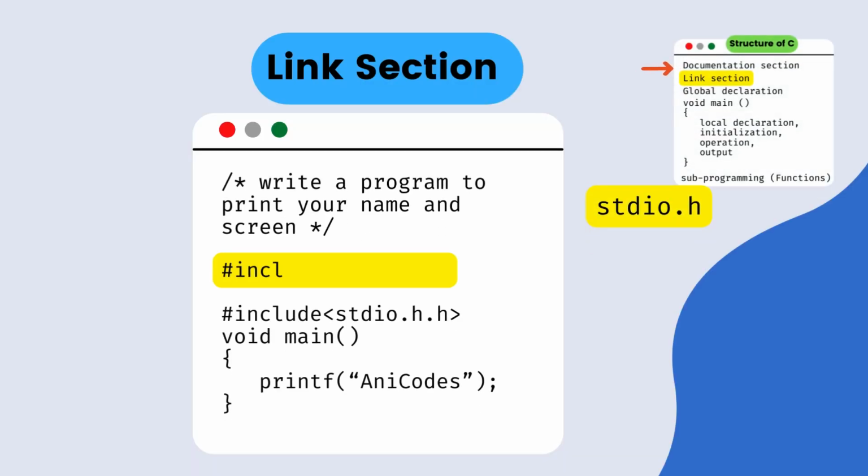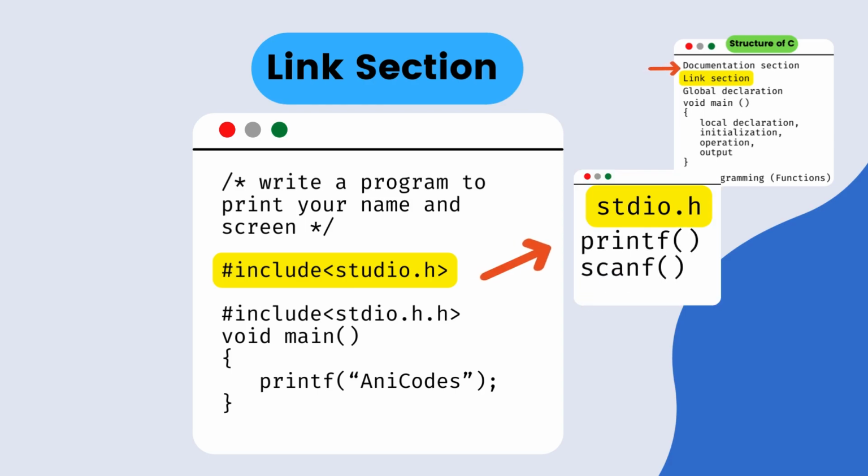Moving on to the link section. In programming, the link section is where we include C language libraries known as header files. These header files provide access to predefined functions. For instance, without including the stdio.h header file, we can't use functions like printf and scanf in C. These functions are part of the stdio.h library, which stands for Standard Input-Output Header File.